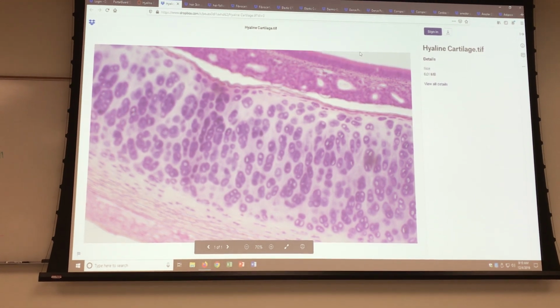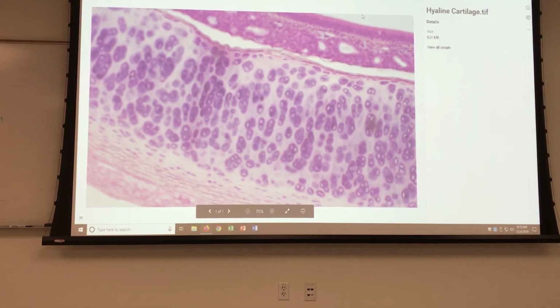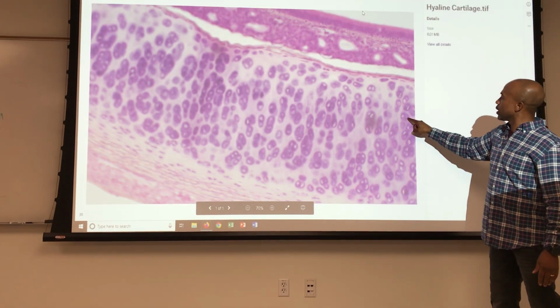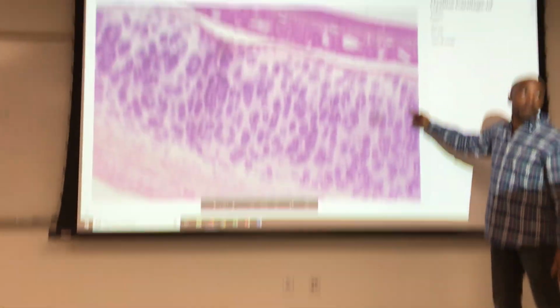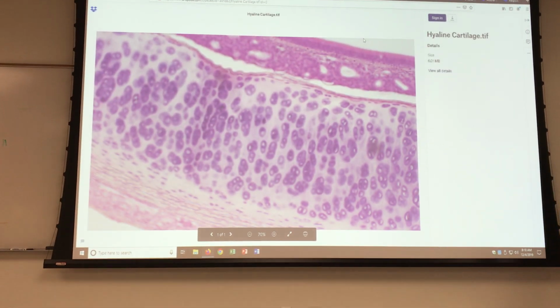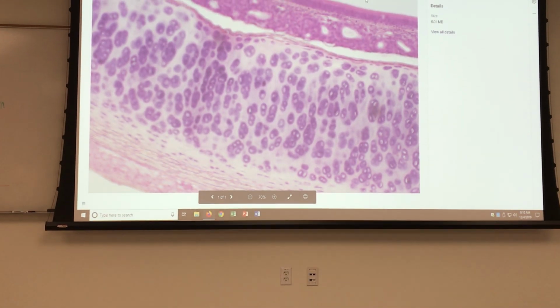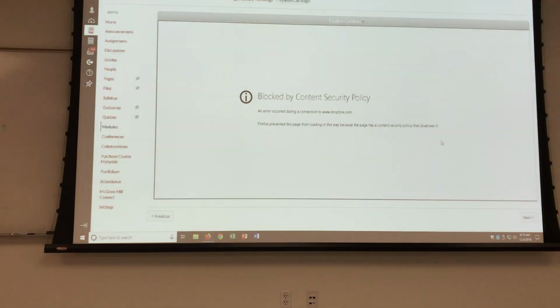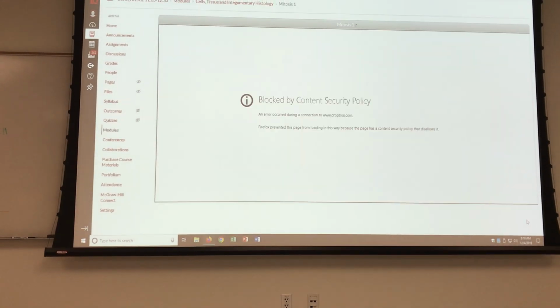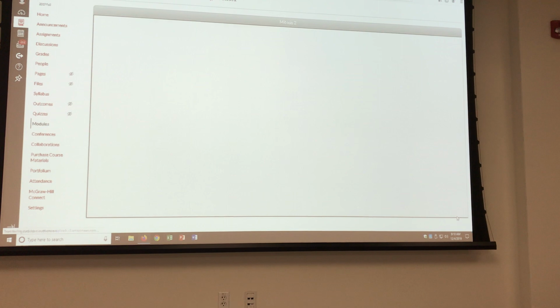What are the chondrocytes in this one? In the middle. So the space is lacuna. Whatever's inside of it is chondrocyte. All the cells inside the lacuna. Mitosis.